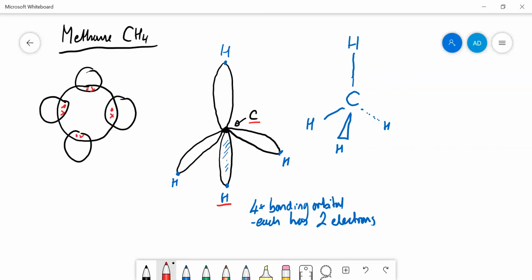Incidentally, these orbitals try and get as far away from each other as possible, because they're negatively charged and they don't like each other, they're going to repel, and that's why it forms this regular tetrahedron shape to get as far away as possible.